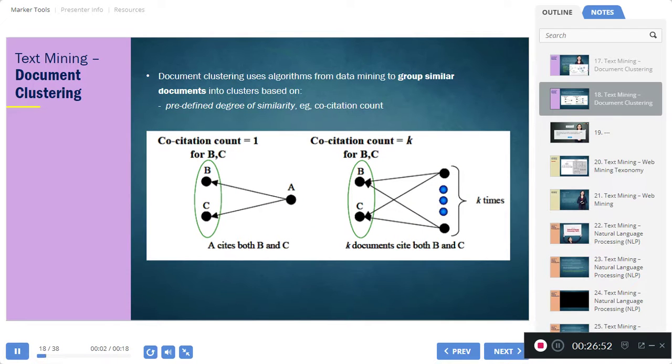Document clustering uses algorithms from data mining to group similar documents into clusters based on a predefined degree of similarity, for example, co-citation count.